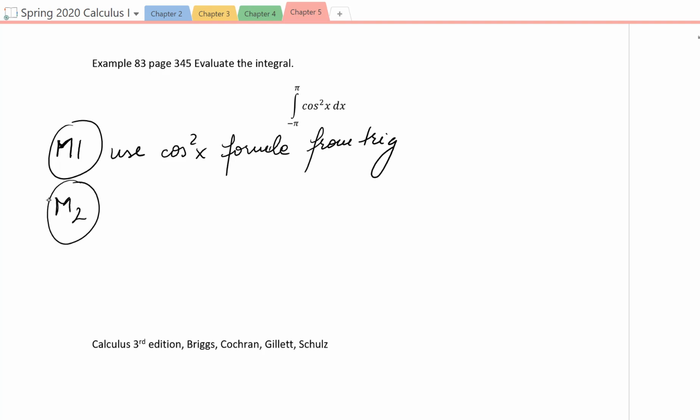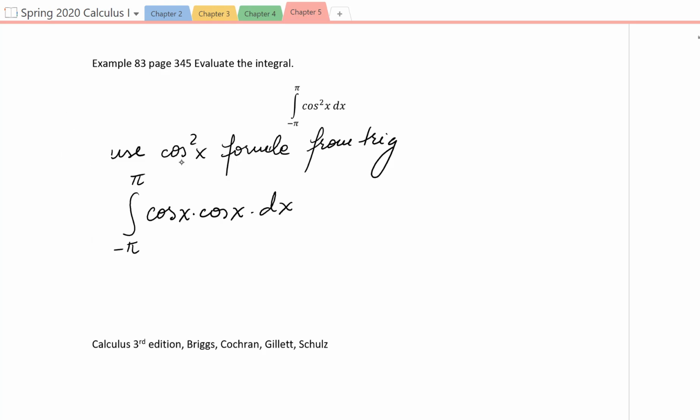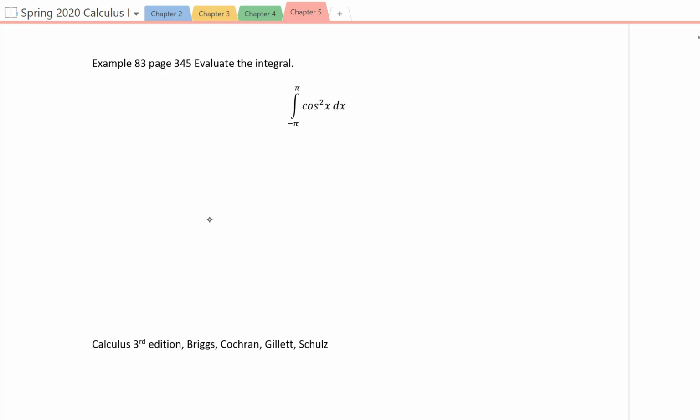Method 2, let's do the substitution. So I'm going to do this: the integral from negative pi to pi of cosine of x times cosine of x dx. Can I do that? Well, actually, the substitution is not going to get us anywhere. So there are no two methods. I'm going to use the formula from trig.